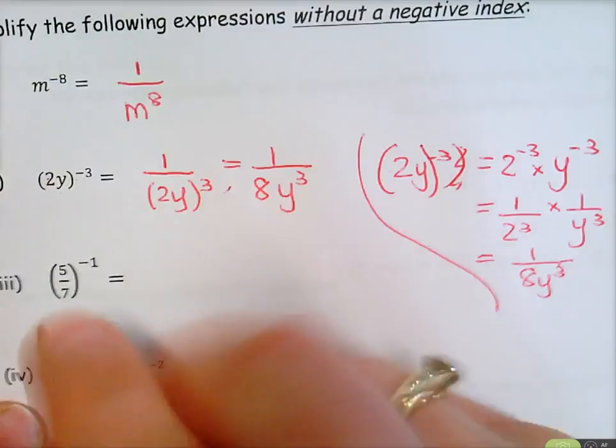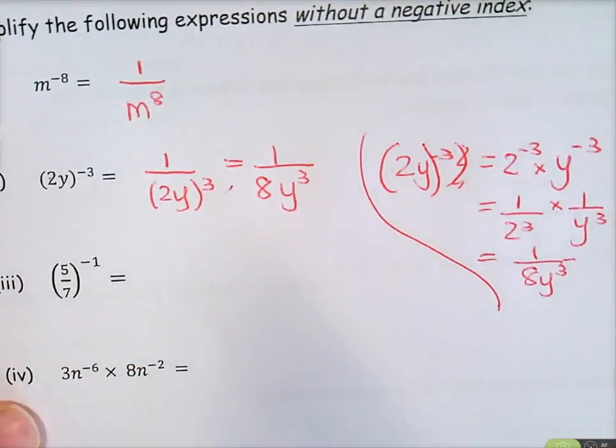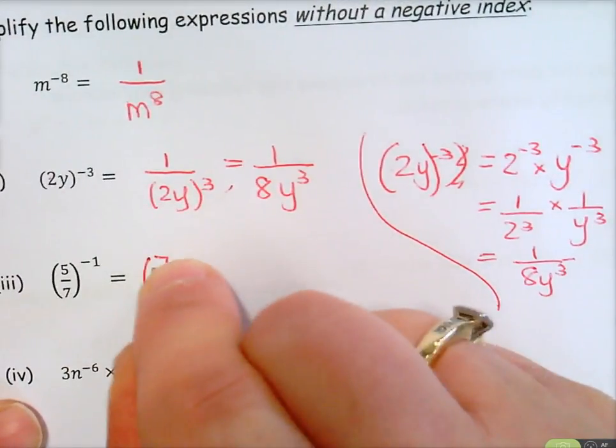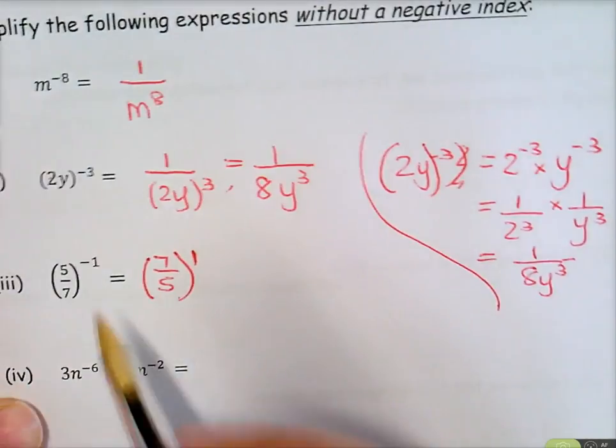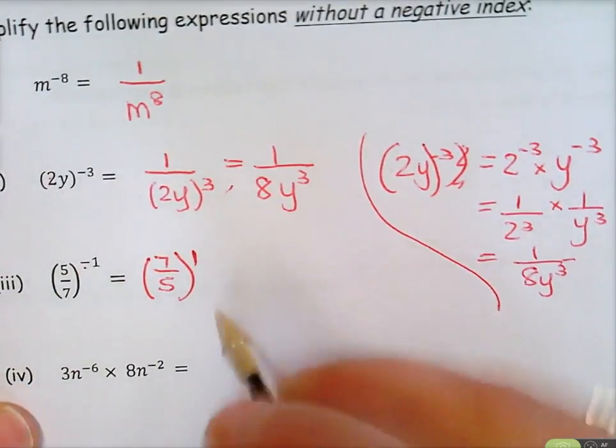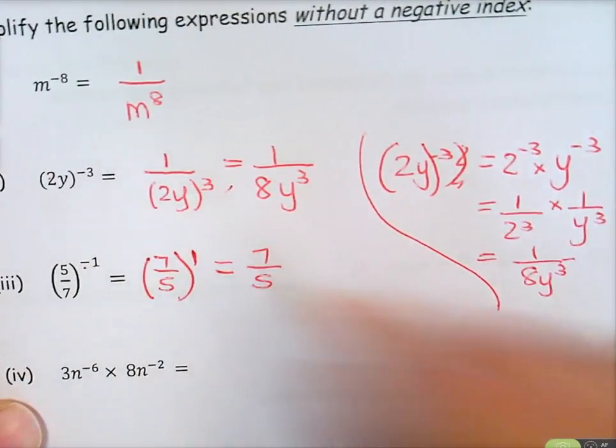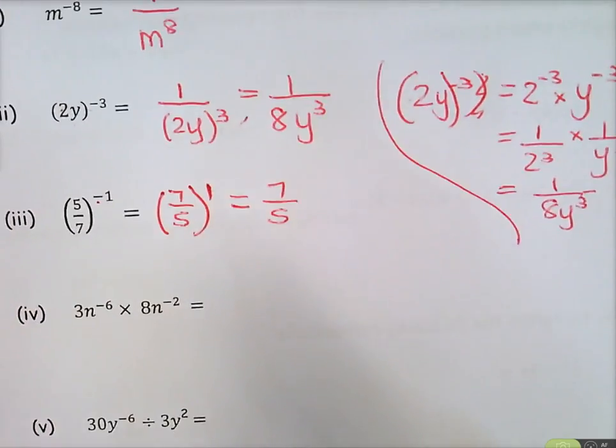This is much easier. A fraction to a negative power, you just find the reciprocal of the fraction. And instead of being to the power of -1, it's to the power of 1. So it's just 7/5. Okay, the next one.